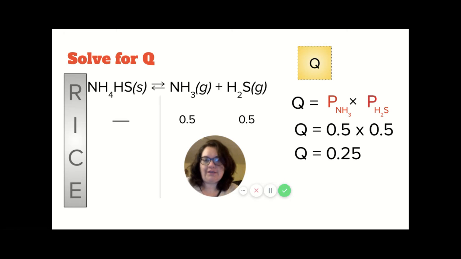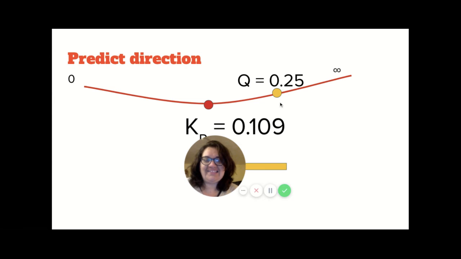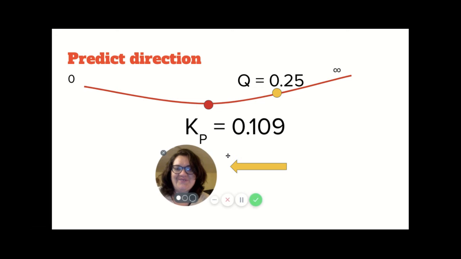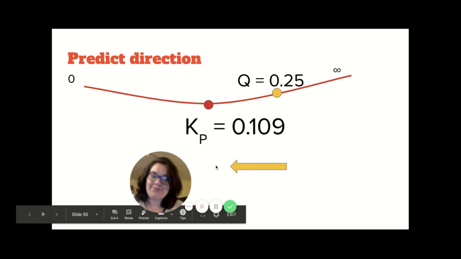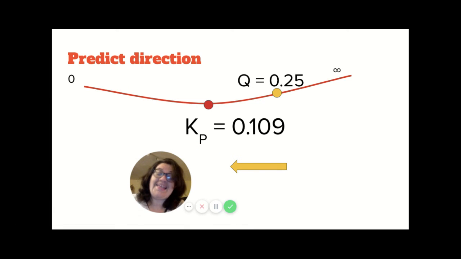Now, I know Q, I know K. What information can I get from there? Well, last time I checked, 0.25 was larger than 0.109. That means that the reaction has too much product. It's going to flow towards the left to reduce the amount of product, to reduce the amount of gas.